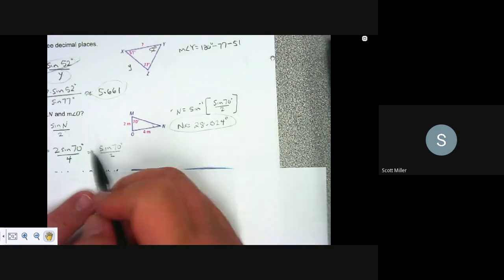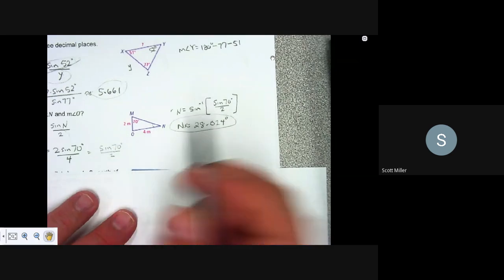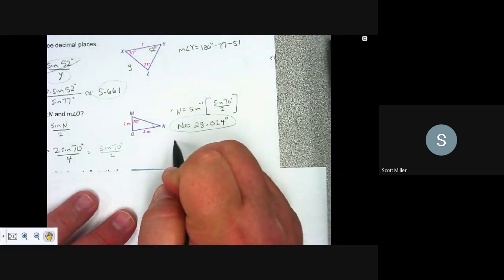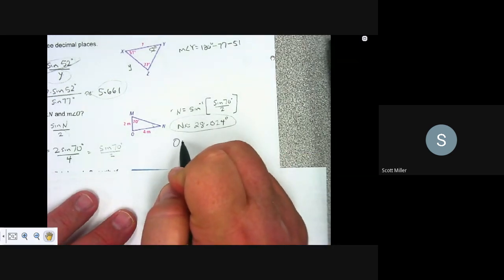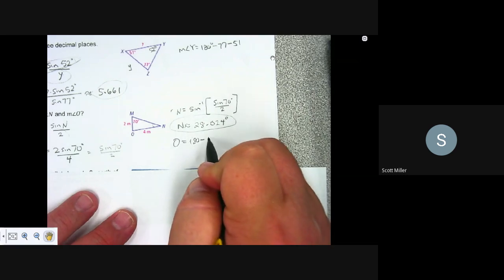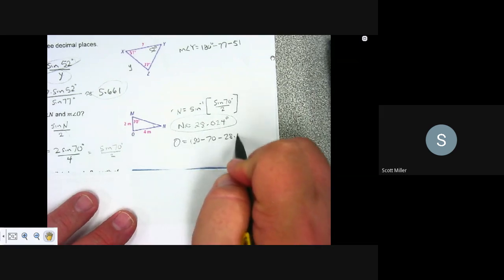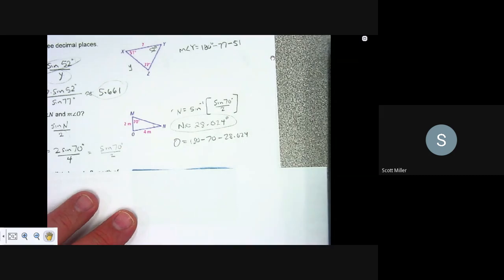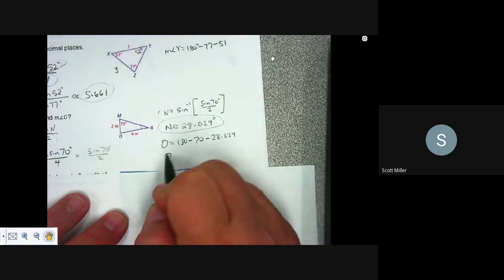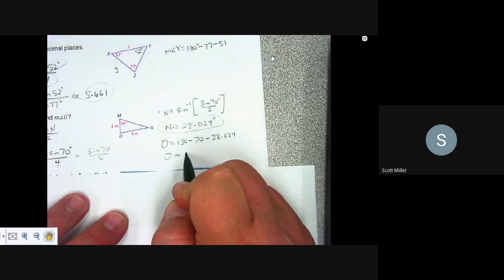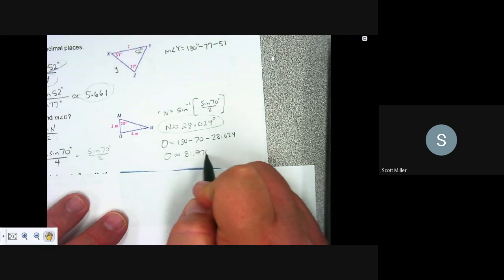I can use law of sines to find the other one, just like I did this one, but it's a lot easier just to simply do that the measurement of O is 180 minus 70 minus 28.024. And then we can use our calculator to figure all that out. And so O is approximately 81.976 degrees. And there's your two angles. Okay?